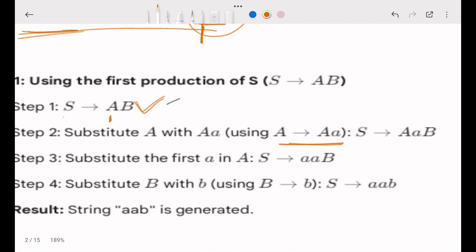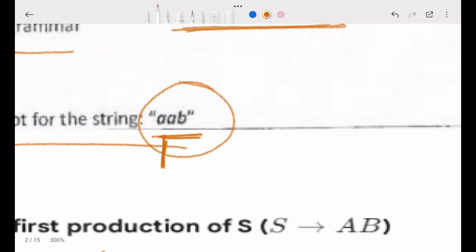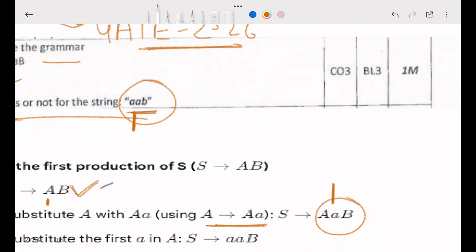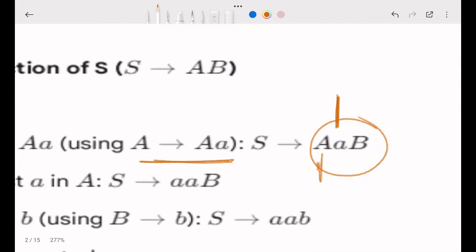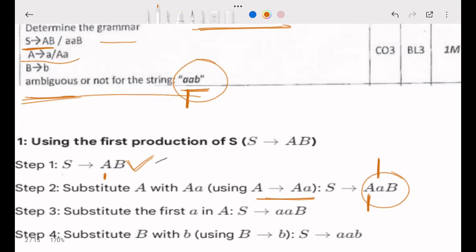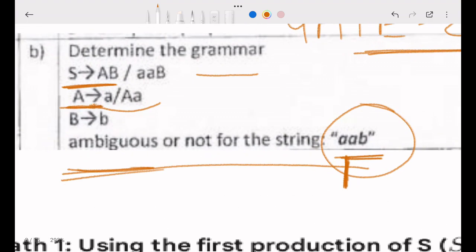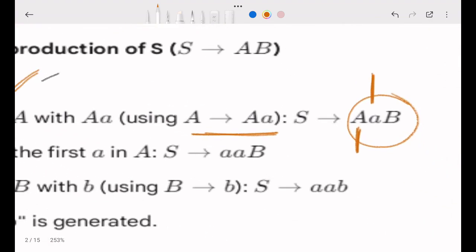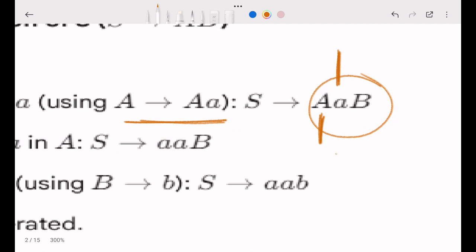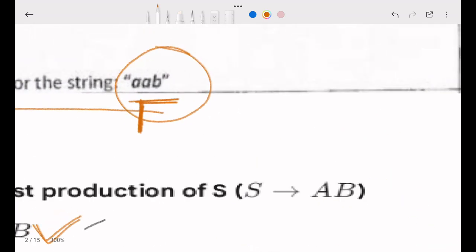So in place of this A, I am writing AAB. In place of A I have written AA. Now what is my goal? My goal is AAB. I want A at first. Now here I want A. So what will I do? A produces A. So I will keep this here. Now what is my target? I want B here, because our goal is AAB.